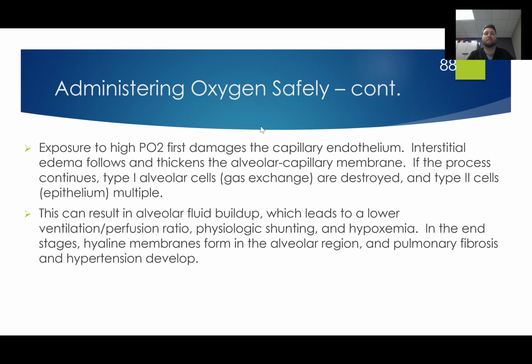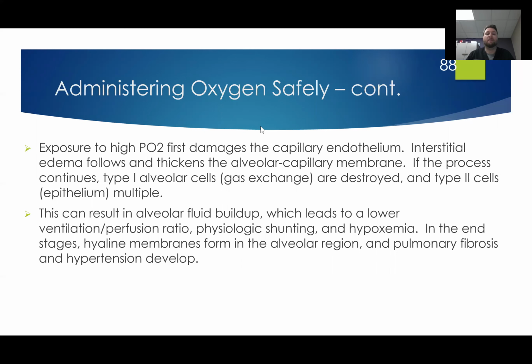As this continues, your type 1 alveolar cells, which are the ones that participate in gas exchange, start to get destroyed, and they're replaced with type 2 cells, which are the cells that grow in the interstitium, and they don't participate in gas exchange. And so you damage your good cells for gas exchange, and then when they grow back, they're replaced with ones that don't really help you out too much.